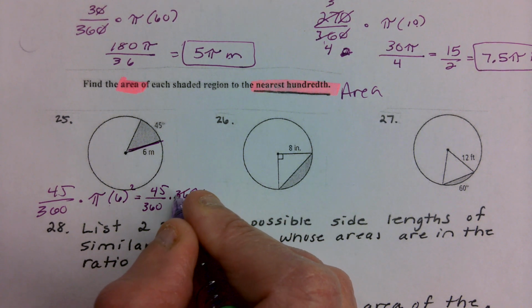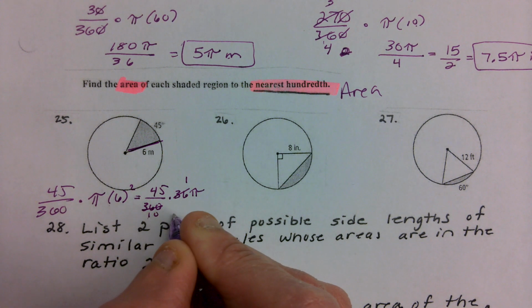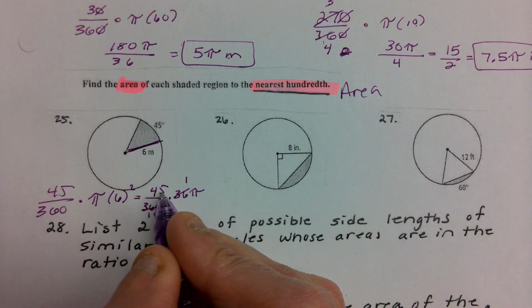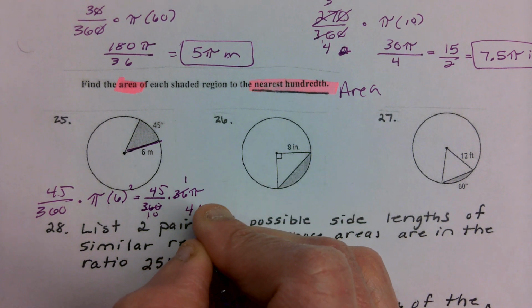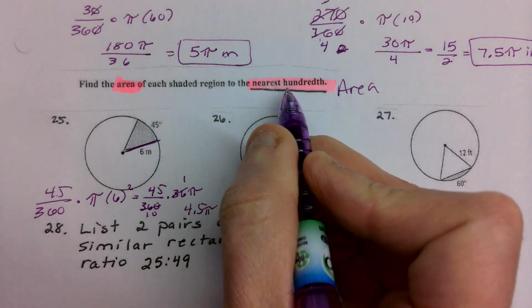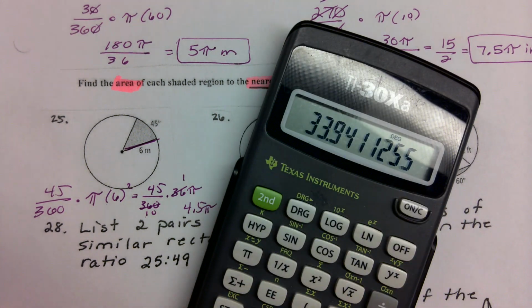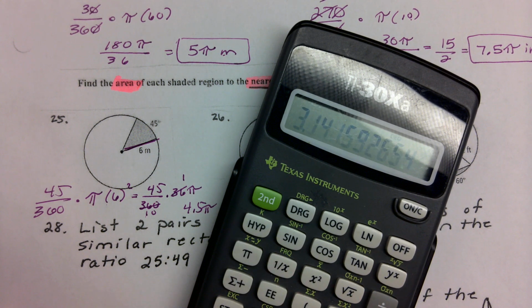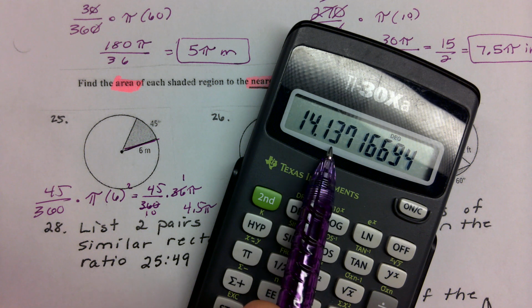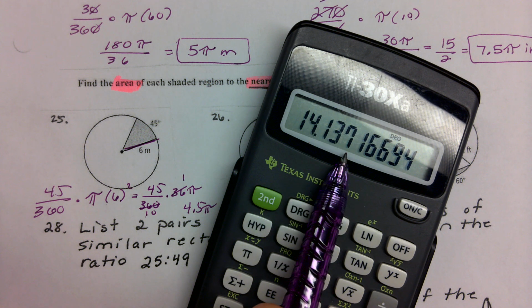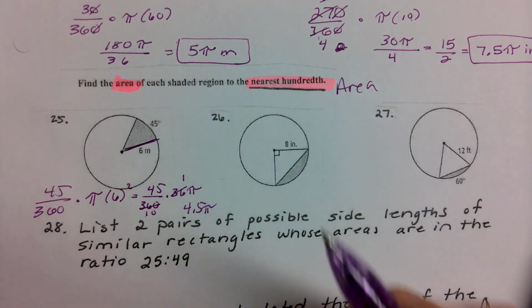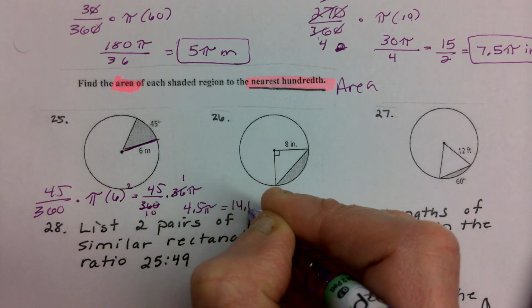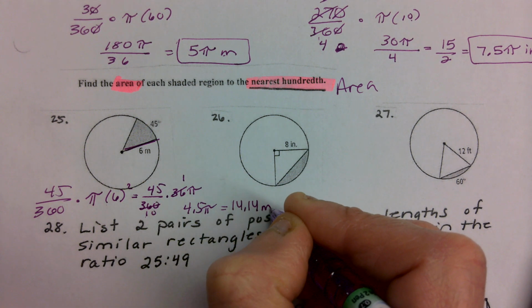So this actually will divide once, and this will go 10 because of the 36. And then 45 divided by 10 is 4.5 pi. But I'm just noticing it does say nearest hundredth on this one. So 4.5 times pi, the hundredths is the second spot. And the number past it is 7, so that's going to make that go up 1. So it's going to be 14.14 meters squared.